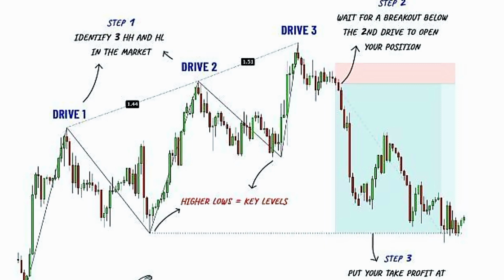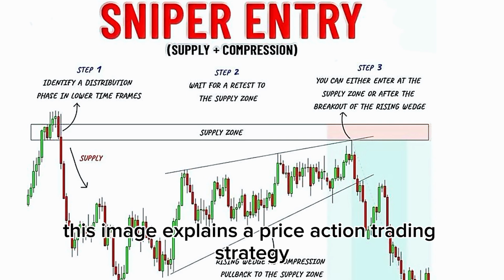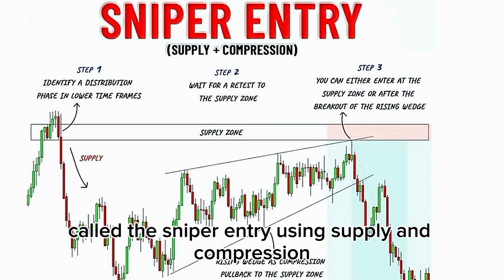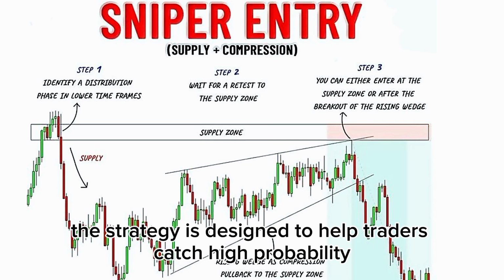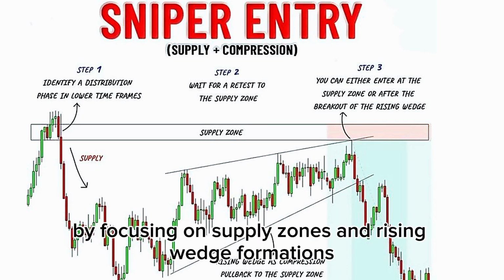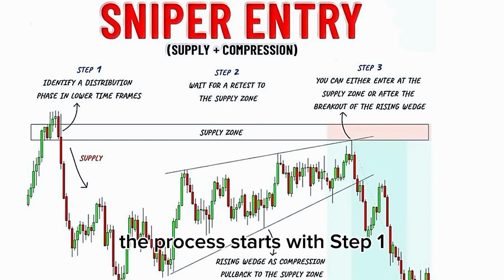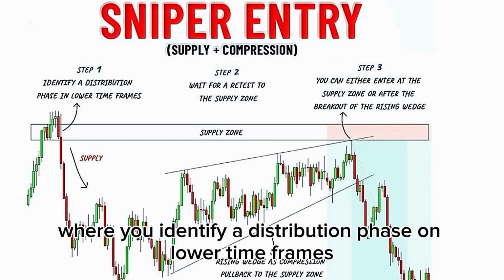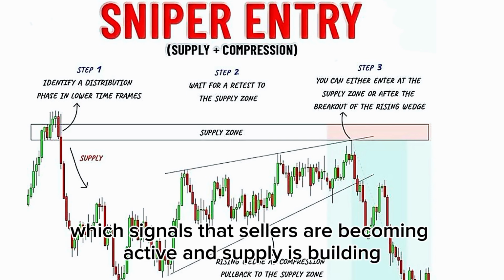right levels. This image explains a price-action trading strategy called the sniper entry using supply and compression. The strategy is designed to help traders catch high-probability entries in the market by focusing on supply zones and rising wedge formations. The process starts with Step 1, where you identify a distribution phase on lower time frames, which signals that sellers are becoming active and supply is building.